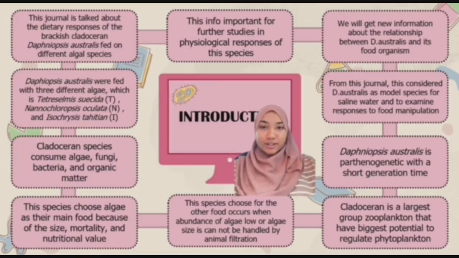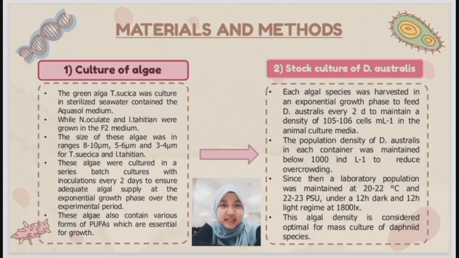Next, we go to methods and materials. There are 4 materials and methods used in this journal. The first one is culture of algae. The green algae, Tetraselmis suecica, was cultured in sterilized seawater containing Aquasol medium, while Nannochloropsis oculata and Isochrysis tahitiana were grown in F2 medium. The size of Nannochloropsis is in the range of 8 to 10 micrometers, Tetraselmis suecica is 5 to 6 micrometers, and Isochrysis tahitiana is 3 to 4 micrometers.